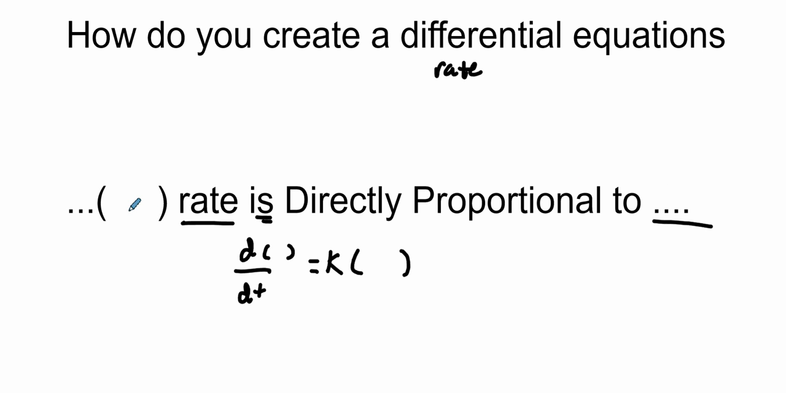So we'll call this A, and we'll put A right there, and we'll have whatever this is to B. To B or not to B, that's the question. So we just plug in those values, and we have directly proportional. We create this differential equation.